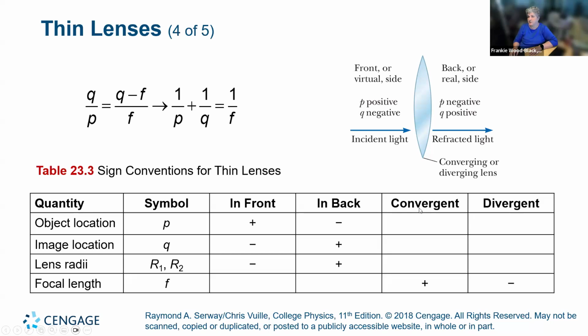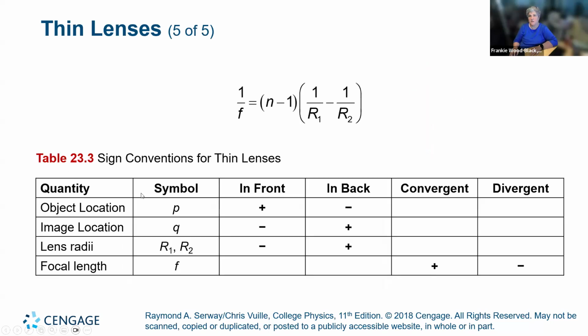Now, if I have a converging mirror, I'm going to use a positive for my focus. If I'm using a converging lens, I'm going to have a positive for my focus. If I'm using a diverging lens, I'm going to have a negative for my focus. So it will work out as well.